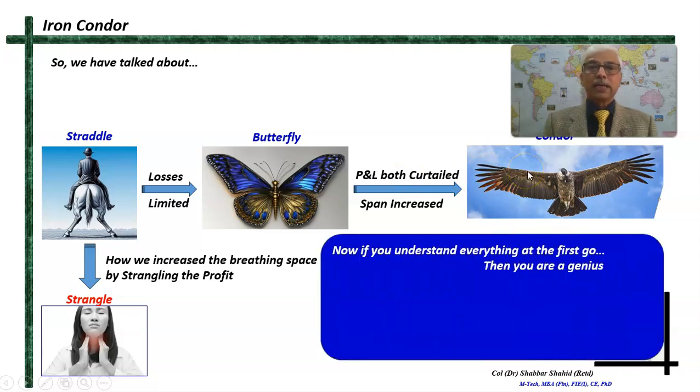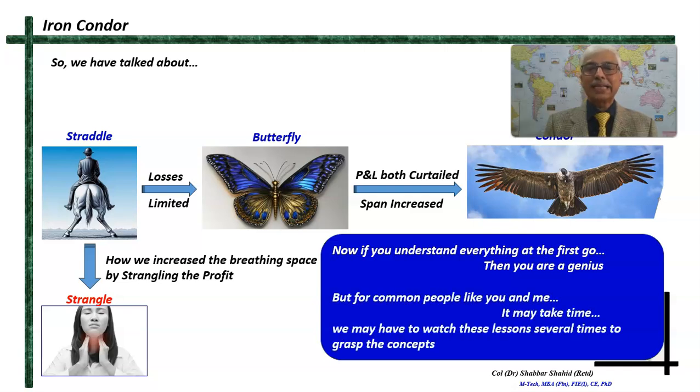All right. Now, quite complex, quite difficult to remember. If you can understand the whole thing at the first go, then you are a genius. But normally, common people like you and me may not understand at the first go. We may require a couple of readings or watching the lesson a couple of times to understand and grasp the concepts in a better way. Okay. So we may have to watch these lessons several times. If you have not understood at the first go, just don't bother. It is okay. Alright.